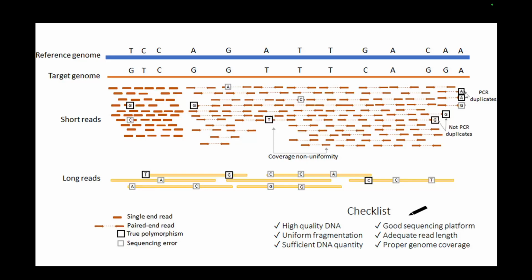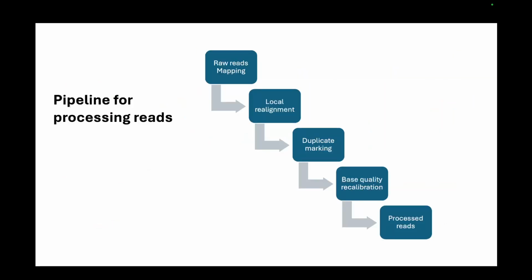So, for processing reads after mapping, this is basically the workflow. We have raw reads mapping using BWA or other alignment techniques. We'll have an alignment file. After that, we do local realignment, and we'll talk about what it is in the next slides. After that, duplicate marking, then base quality score recalibration, and ultimately you have the processed reads.